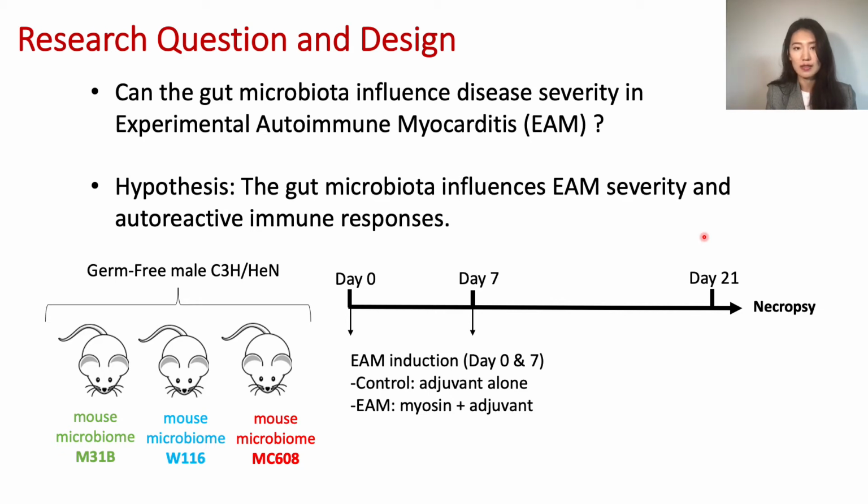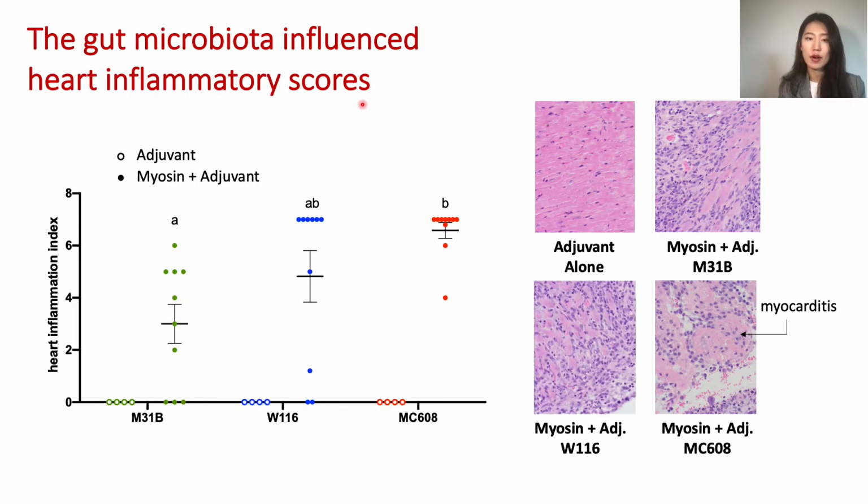analyze autoimmune responses. Tissue sections from mouse hearts were evaluated microscopically by a pathologist who calculated the heart inflammation index based on the percentage of myocardium involved and the number of inflammatory foci. The higher the index, the more severe the EAM.